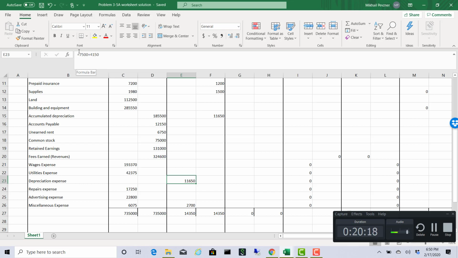Unearned rent needs to be 1,550. Right now, unearned rent again is 6,750, so it needs to be debited, right? So it needs to be reduced. 6,750 minus 1,550 to make it 1,550, 200. It's a debit, so credit goes to fees. Okay? Say that one more time, please. Goes to debit unearned rent 5,200, credit fees earned or revenues 5,200.